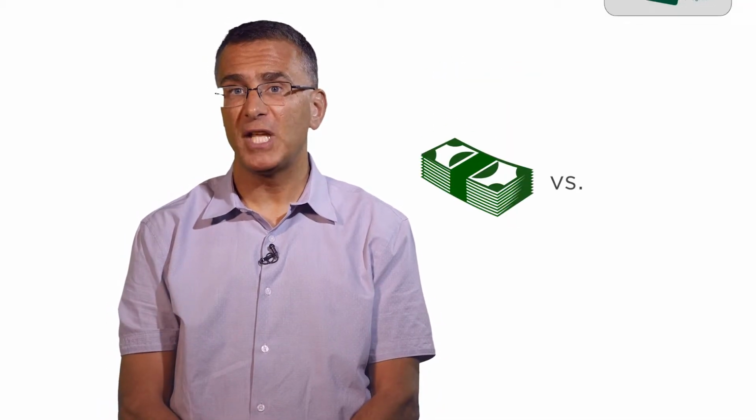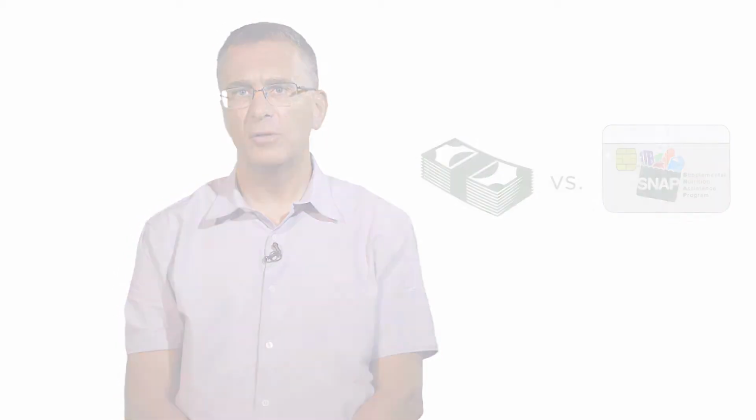In the U.S., the government provides a debit card to low-income households that can only be used to purchase food. In this example, I'll ask the question, should the government just give people cash to be used as they wish instead of a debit card that can only be used for food?